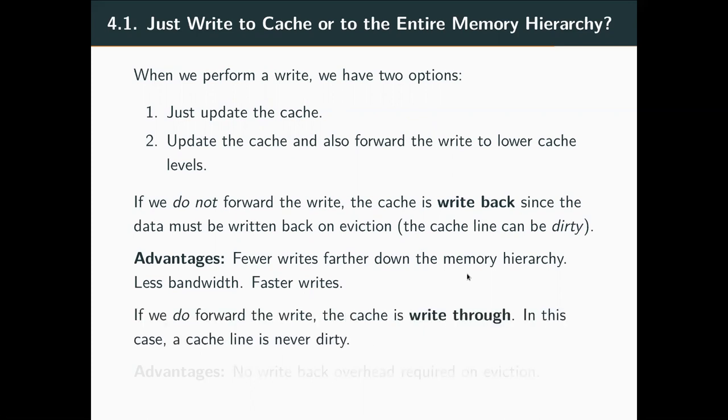Now, the other option is that we do forward the write onto the lower cache levels. And this is called write through. So we write here, and then we also go through the current cache level into the next cache level and write there as well. And in this case, the nice thing is the cache line is never dirty, right? You're going to have consistent values in RAM as well as your cache levels. And the advantage is there's no write back overhead required on eviction, right? So, we're going to incur some penalty somewhere. We just have to decide which one is better.